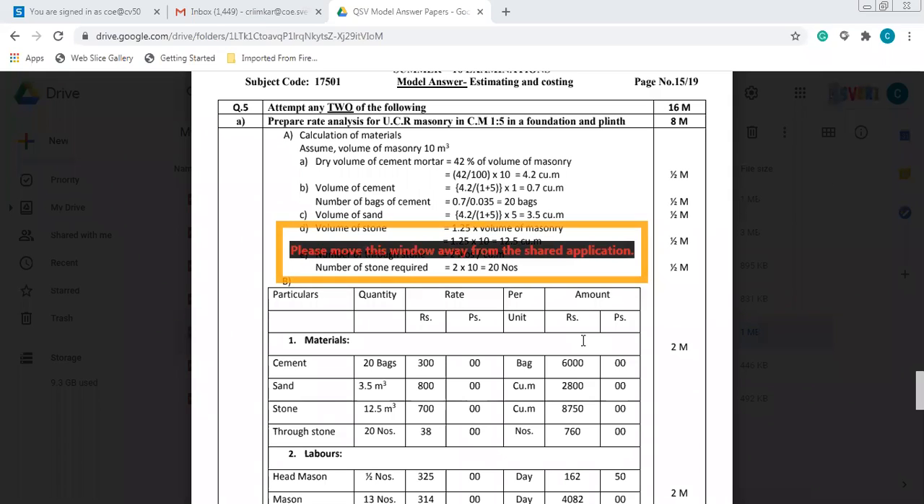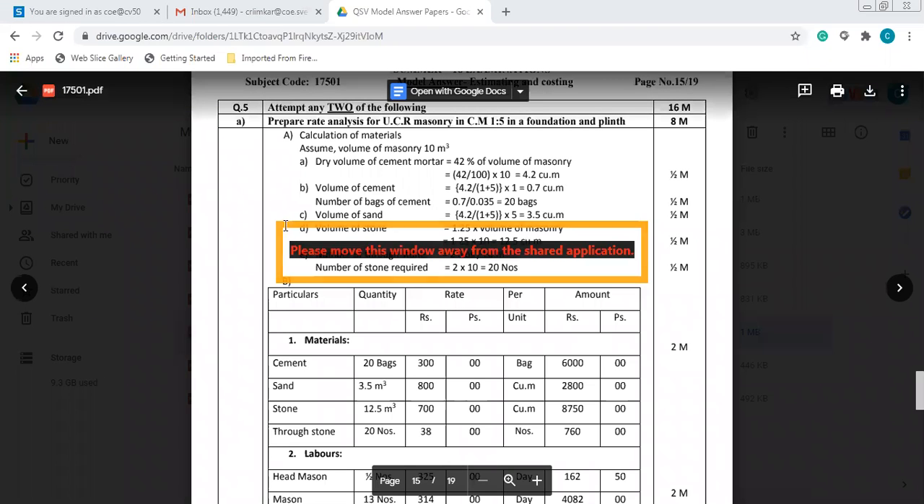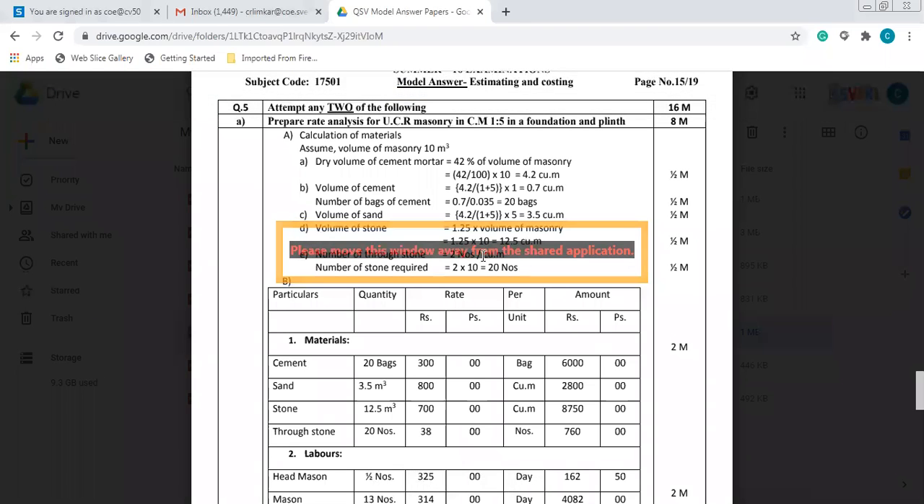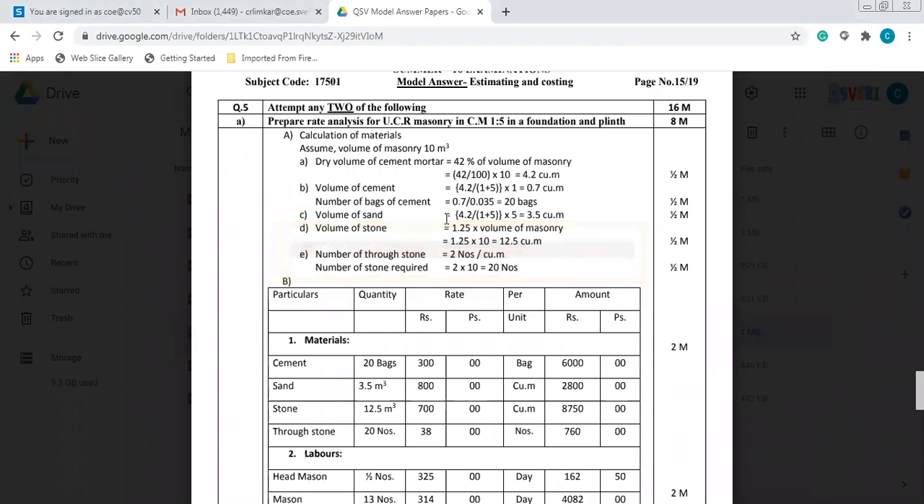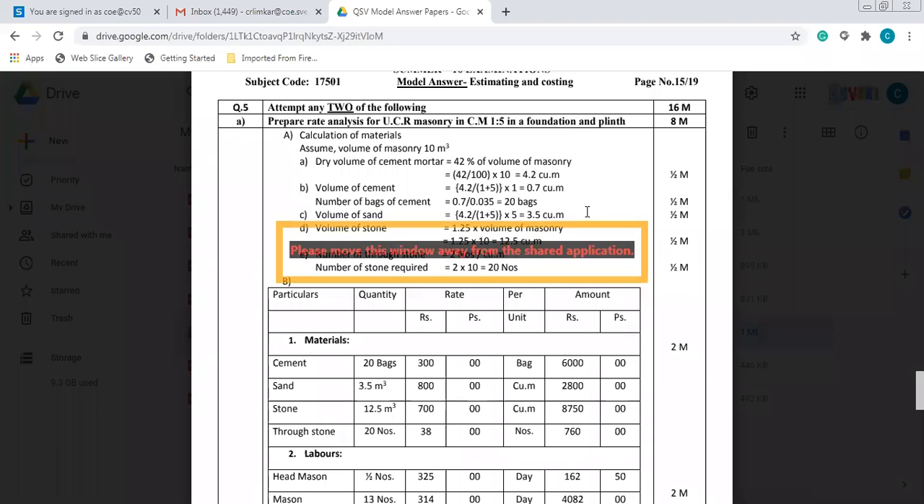Now again, for determining the volume of sand, you have to follow the same process, that is the dry volume of the masonry divided by the sum of proportion, multiplied by the proportion of that particular material. So volume of sand equals 4.2 divided by (1 plus 5), total bracket complete, multiplied by 5. So that volume comes as 3.5 meter cube. Okay, so that is the volume of sand.